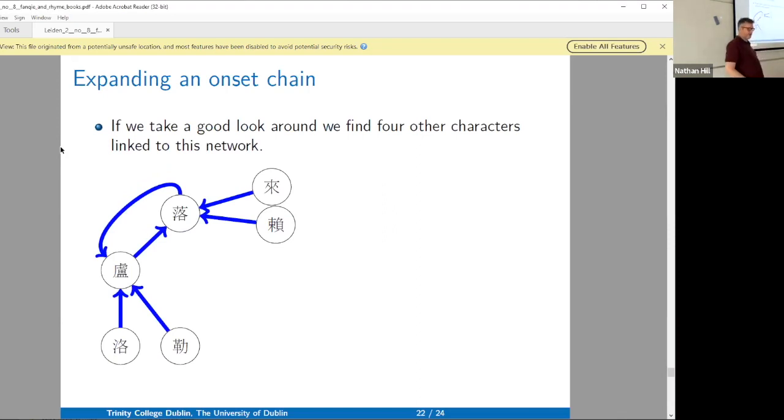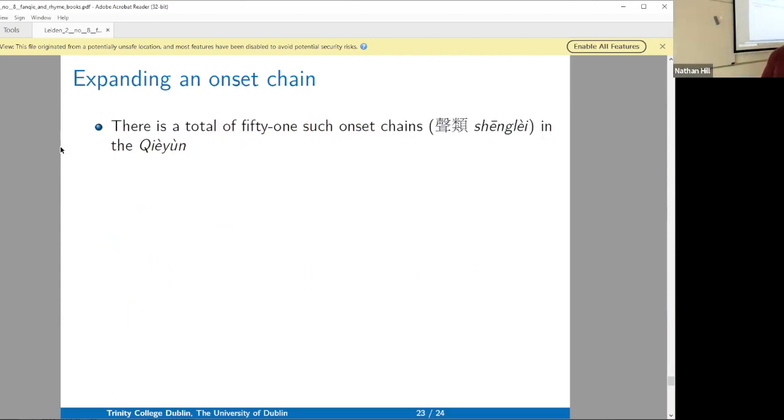And that's what I've done here: in principle, I've gone through the whole book and looked for, to give an example, this character has as its Fanqie onset speller this character, right? And this character has as its Fanqie onset speller this character. So I had to look through the whole book asking myself, okay, what characters have this one as their Fanqie onset speller? And then I can expand my Fanqie onset chain.